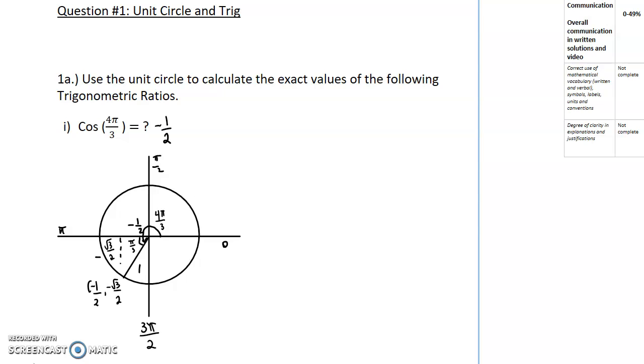Cos of 4 pi over 3 will be the x-coordinate of the POI on the unit circle. Therefore, cos of 4 pi over 3 is -1 over 2.